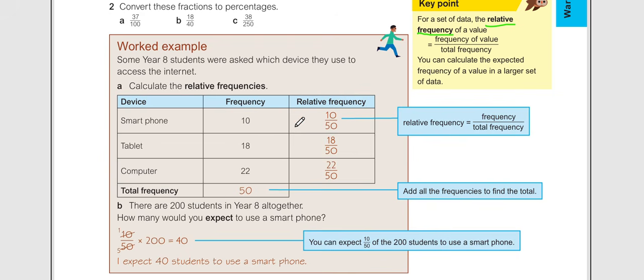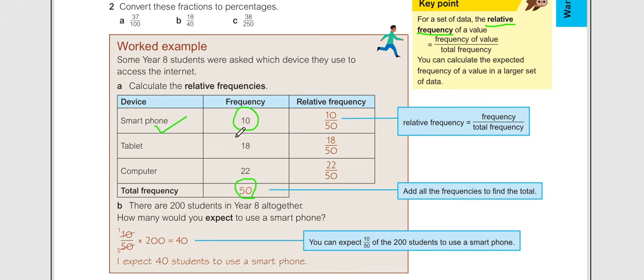Relative frequency equals frequency of the smartphones, that is 10 here, right? Divided by the total frequency. What is the total frequency? 50. So 10 divided by 50 will give you the relative frequency of the smartphone. Is it clear?